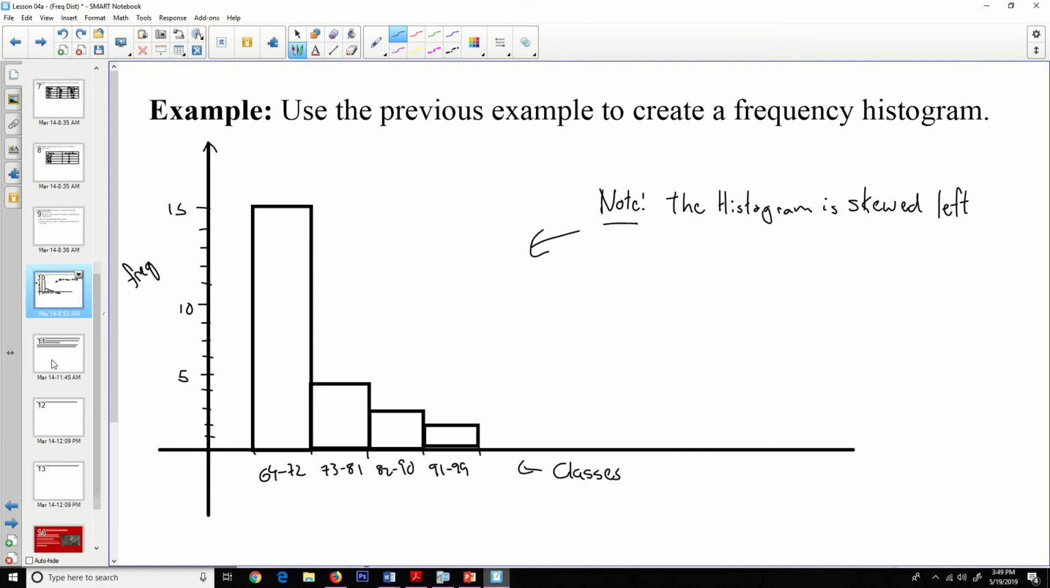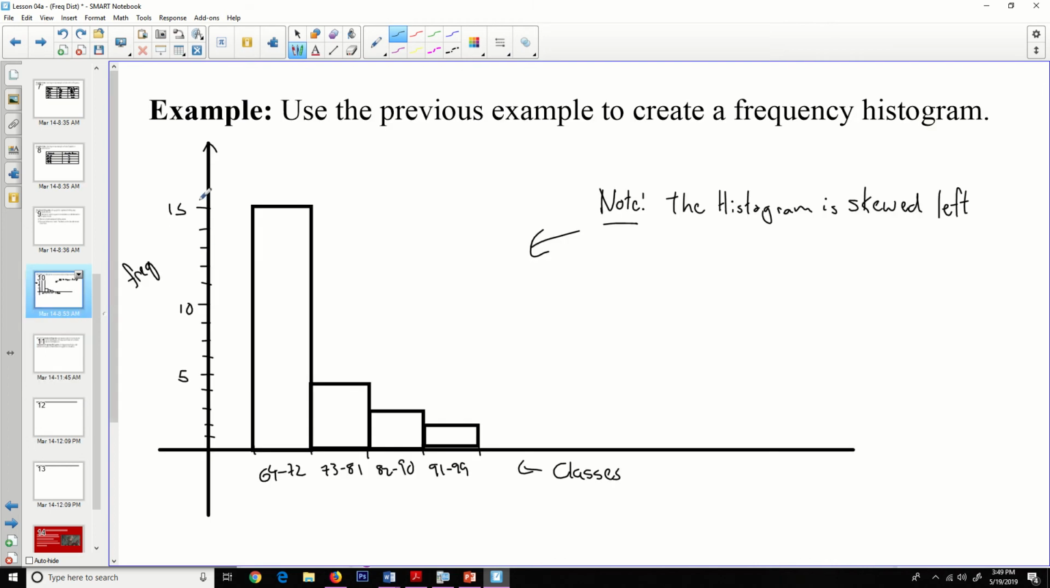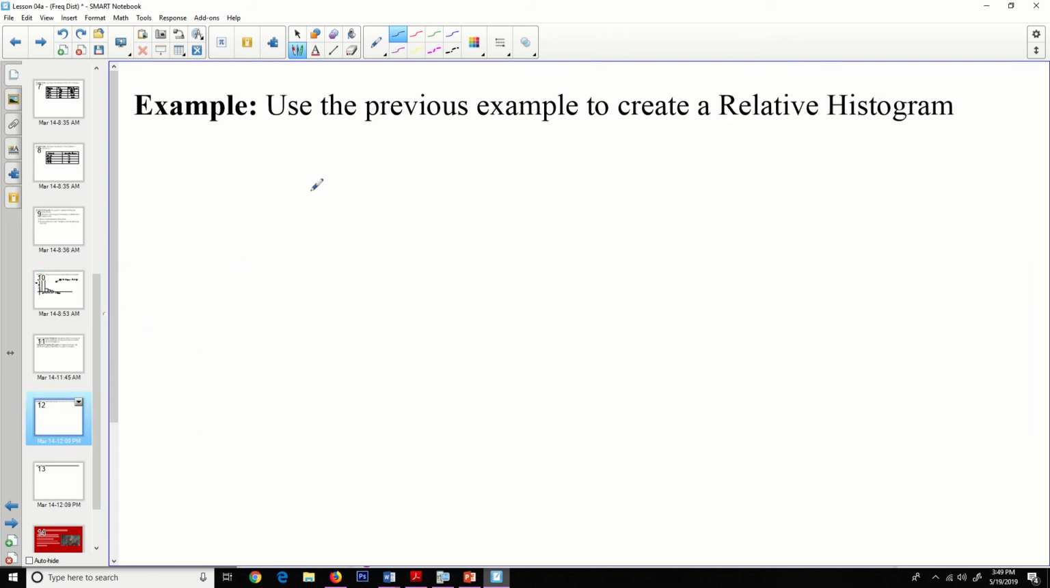All right, next one, relative frequency histogram. We'll do a relative frequency and a cumulative frequency histogram in the last 2 examples. A relative frequency histogram has the same shape and horizontal scale as the frequency histogram, with a vertical scale measuring the relative frequencies. So instead of a count, we're going to write down the percentages. So it's going to look fairly similar.